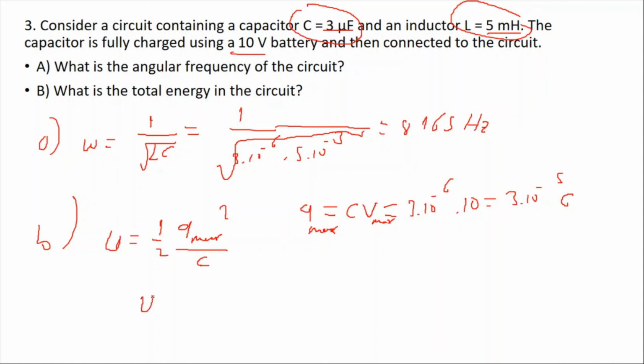So now we can calculate the total energy in the circuit. 1 over 2 Q max square is 3 times 10 to the negative 5 square divided by capacitance is 3 times 10 to the negative 6, and this calculation will give us 1.5 times 10 to the negative 4 joules.